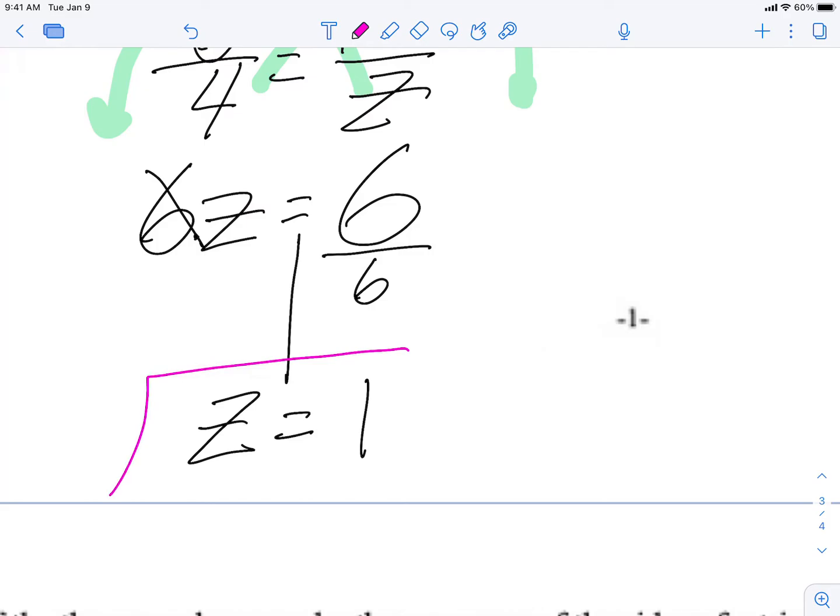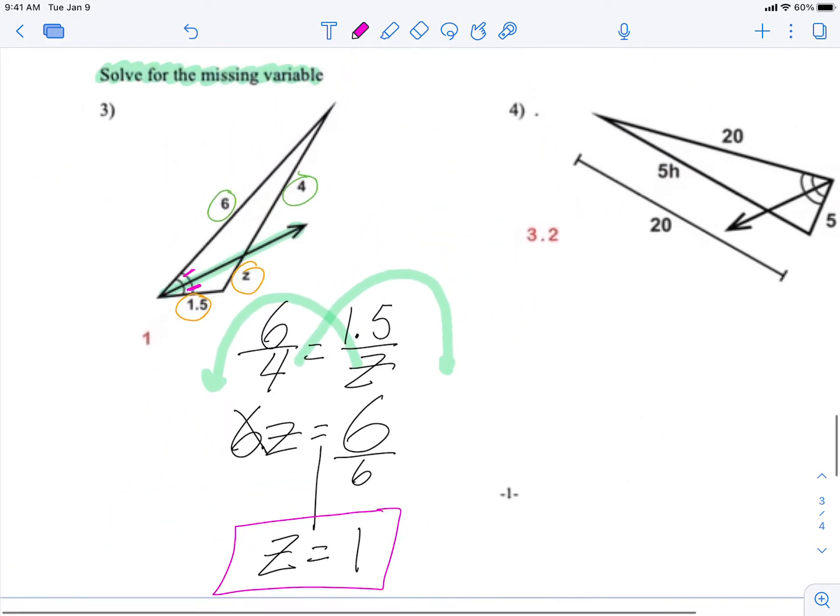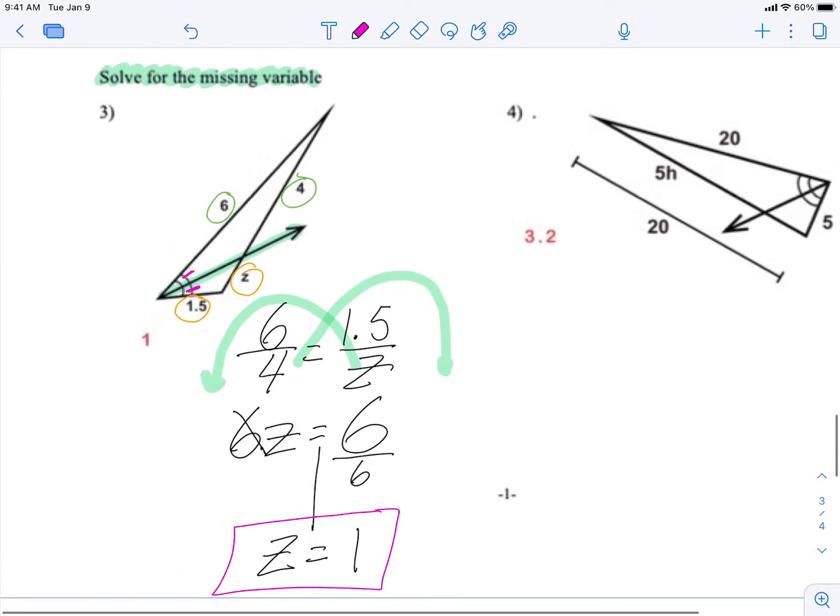And that, kiddos, is my solution for number 3. Because number 3 says solve for a missing variable. We solved for z. Z is our missing variable.